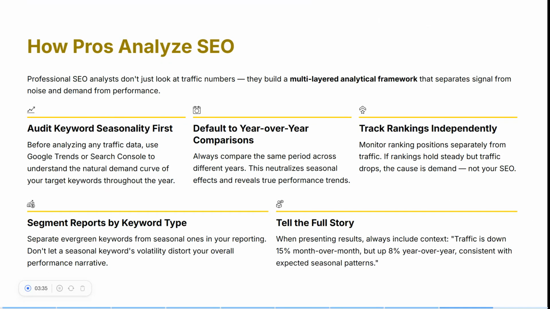Now, this is what good SEO analysis looks like. First of all, you track seasonal patterns. You compare periods year on year and you separate demand from performance. You don't just ask, did traffic go up? You also ask, did demand change or did we improve?